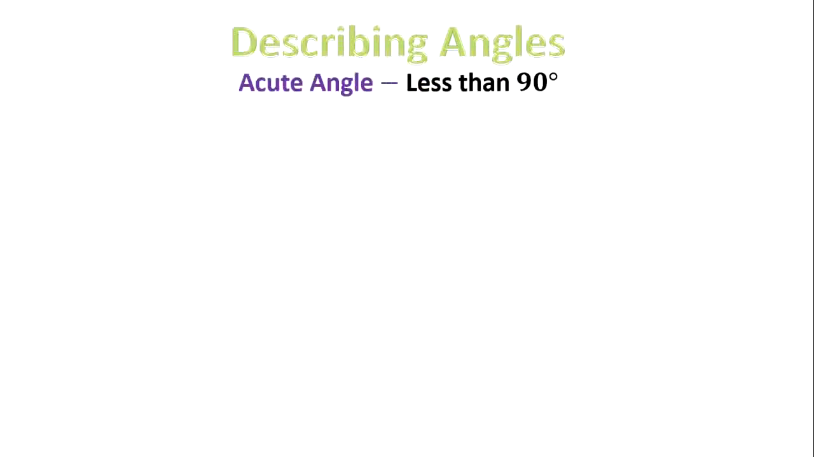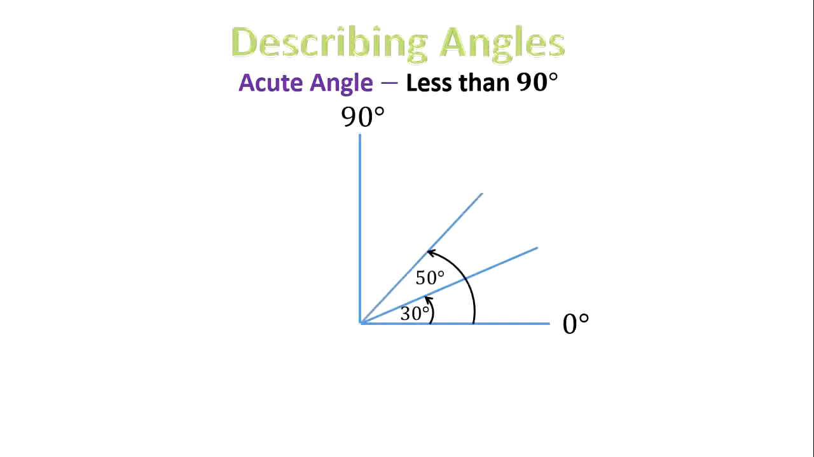Our first angle is an acute angle, which is less than 90 degrees. Let's have a look at our diagram. Okay, there we have 0 degrees and all the way to 90. Any angle there is an acute angle. In other words, that's 30 degrees, that's an acute angle. That's 50 degrees, that's also an acute angle. So any angle from 0 to 90 is known as an acute angle.